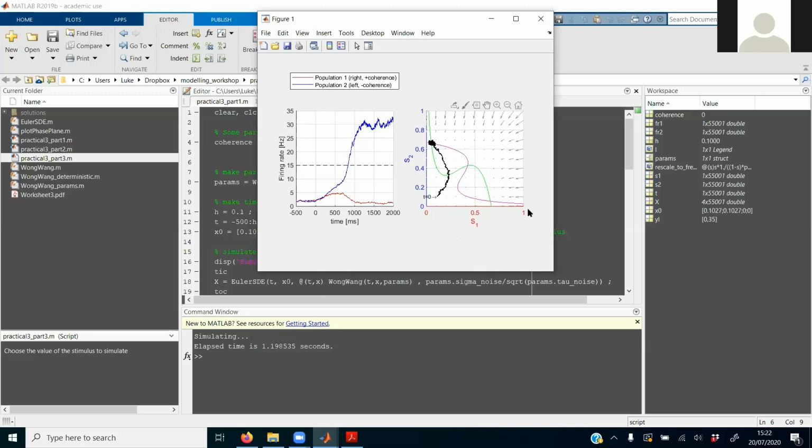We can also look at this 2D plot that shows S1, the synapses for population 1, the right population, over here, and S2, the synapses for population 2, the left population, over here. Where the green and the pink lines cross are 2 steady states. This shows at time 0 where we started off. The population started to go towards this saddle steady state that we spoke about earlier, but then it gets repelled in this direction towards this stable steady state over here.